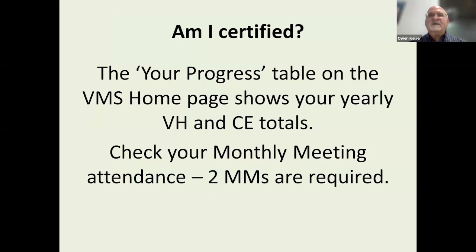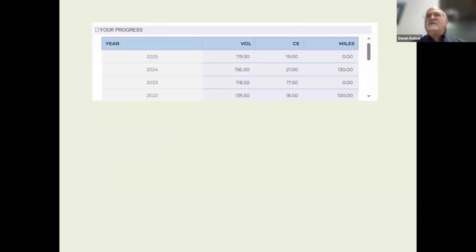Your volunteer hours, your CEs, to see if you're certified. If you were a master gardener, not an intern, you want to know if you've got your monthly meetings. At this time at the end of the year, have I done the 2 meetings? I think I have, but I'm not sure. So there's a close-up of my hours this year, a little while ago. I've got 119 volunteer hours, 19 CEs, and 0 miles. So I'm probably certified, but do I have the 2 monthly meetings?